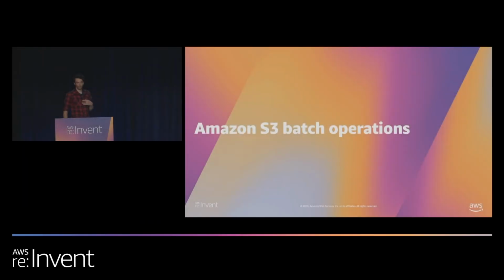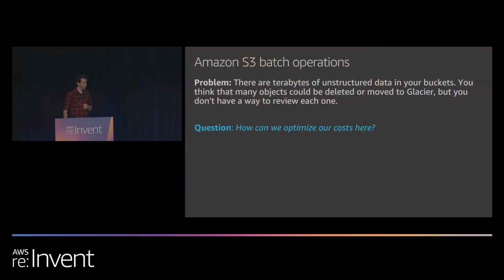So again, I'm going to pose a question here. Okay, so we've got terabytes, petabytes, in fact, of unstructured data in your buckets. And by the way, that's spread across billions and billions of objects here. You think that many of those objects could be deleted or moved to Glacier Deep Archive, but you don't have a way of reviewing every single object. You don't have a way of going through billions of objects and saying, oh yeah, this is a good one. Let's keep this in the bucket or to archive it.